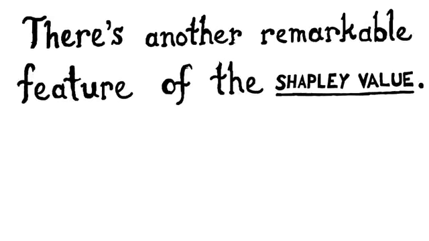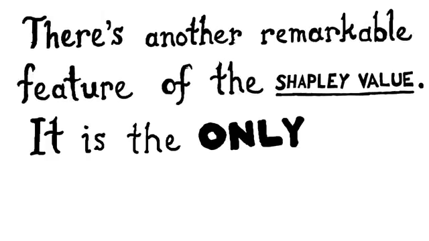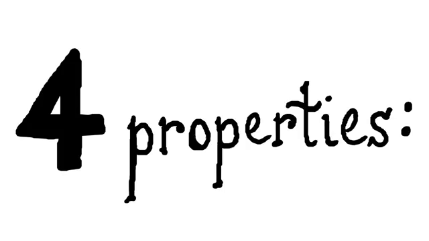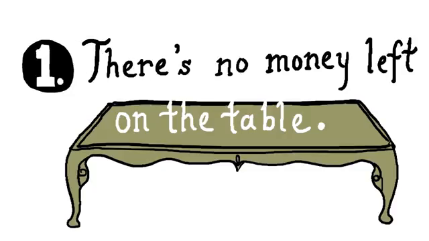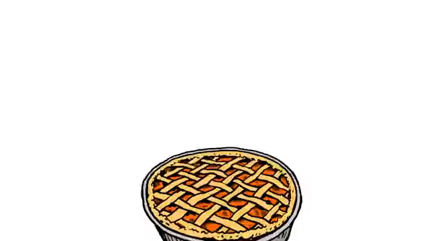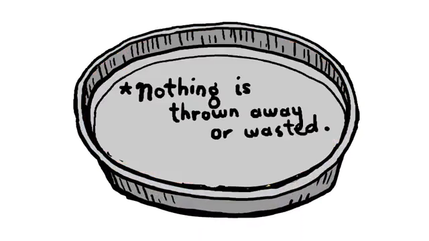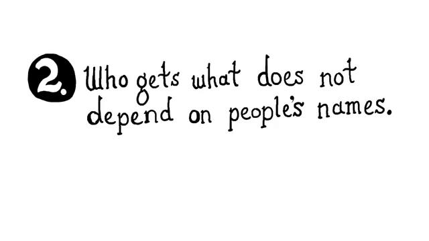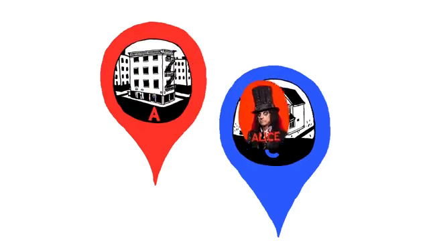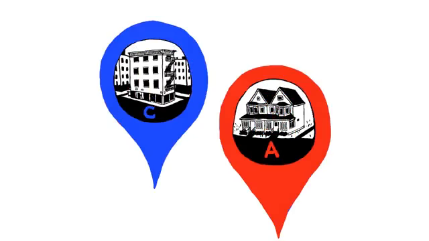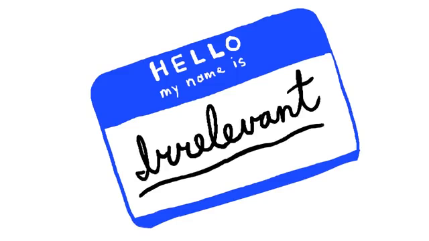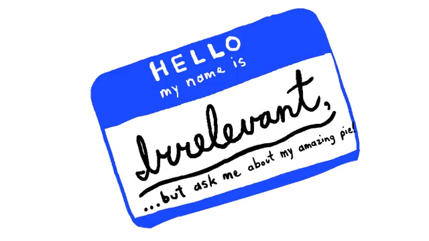But there's another remarkable feature of the Shapley value. It is the only solution that obeys the following 4 properties. 1. There's no money left on the table. In other words, if the total pie is $14, then that $14 is split up among the participants. Nothing is thrown away or wasted. 2. Who gets what does not depend on people's names. If Carol moves into Alice's home and Alice moves into Carol's home, then the 2 of them also switch what they pay. A person's name is irrelevant in determining how much one should pay. All that matters is the pie one creates.